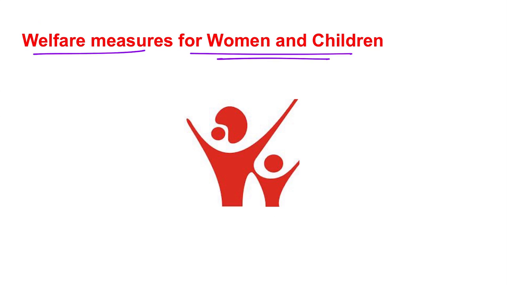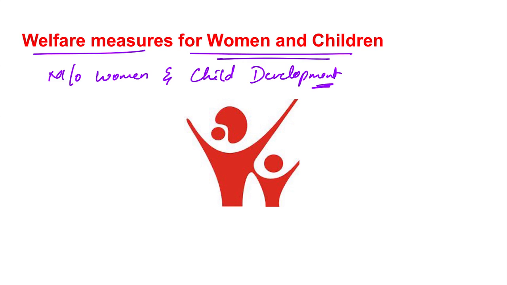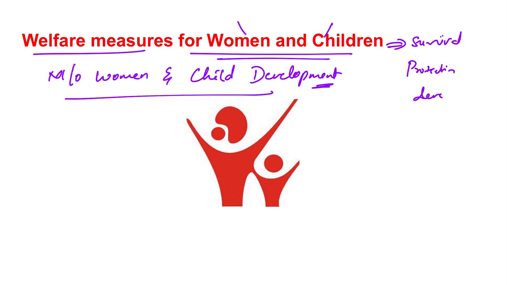Welfare measures for women and children. The Ministry of Women and Child Development has the main responsibility to advance the rights and concerns of women and children, and to promote their survival, protection, development, and participation in a holistic manner. The ministry has a vision of empowered women living with dignity and contributing as equal partners in development, in an environment free from violence and discrimination, and well-nurtured children with full opportunities for growth and development in a safe and protective environment.